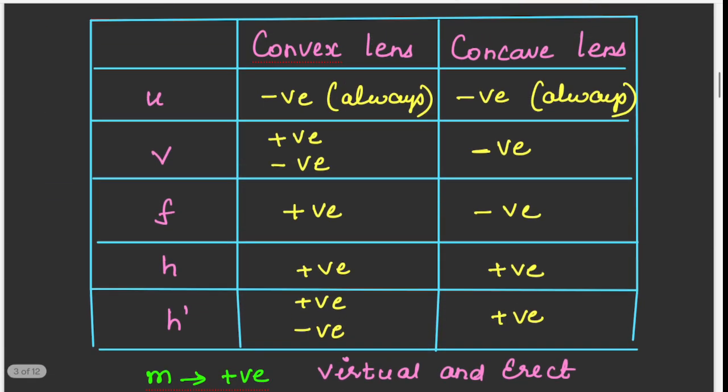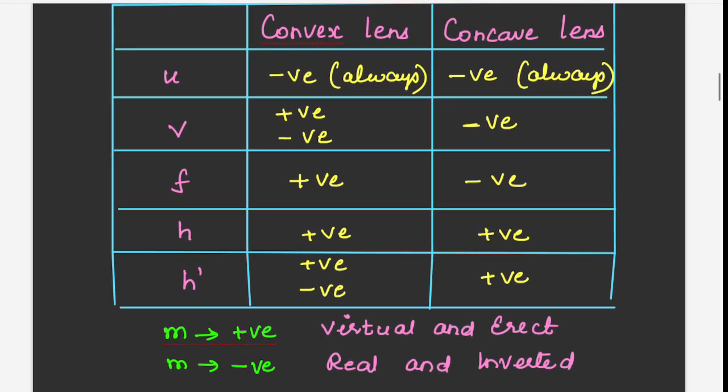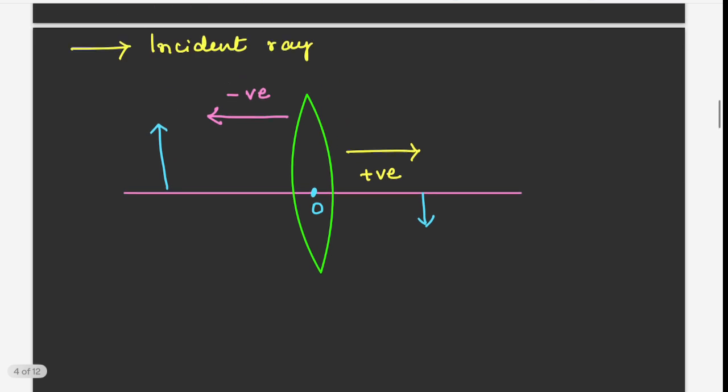Therefore, depending upon the image formed, it can be positive or negative for the convex lens. And for the concave lens, it is always positive. Why? In the concave lens, you can see the image is always formed in this direction. Therefore, you will be measuring the height upward like this, so it is always positive.